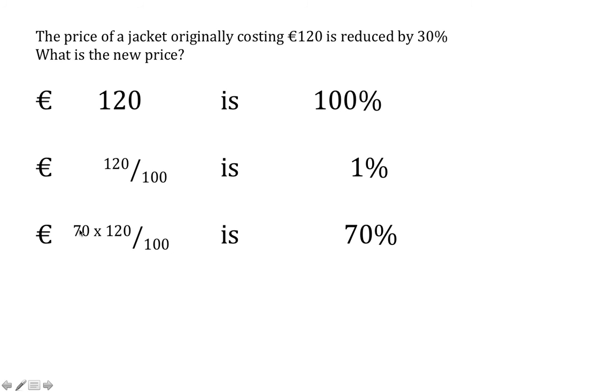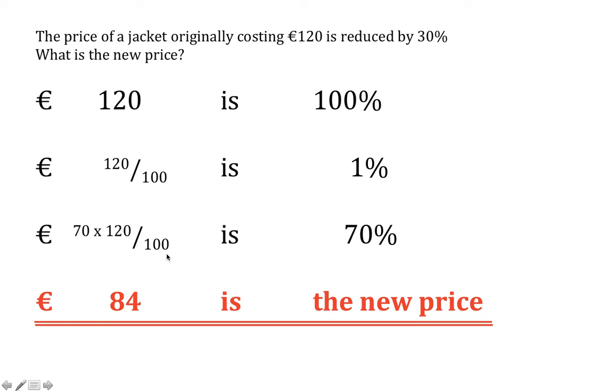So multiply everything by 70, because if the price is reduced by 30%, then it's only going to cost 70% of what it did before. So we're interested in working out 70% of the original price. So 70 times 120 divided by 100, and that comes to €84. So €84 is the new price.